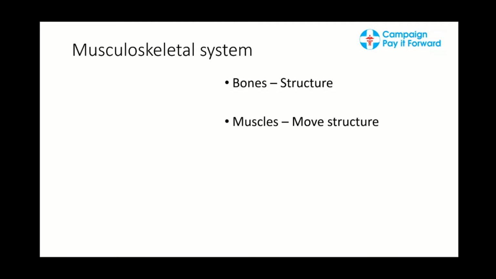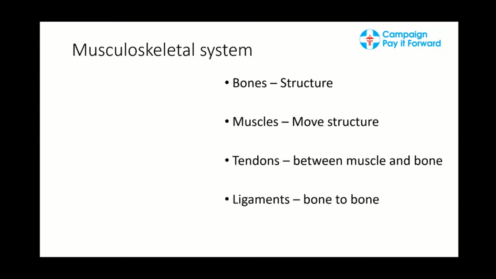We have the muscles, which move the structures. Both bones and muscles are quite vascular. A lot of blood flow goes through them, so if we are injured in either one of them, there will definitely be lower recovery time because there's so much blood flowing through them. Then we have the tendons, and that's between the bone and the muscle. And then we have the ligaments, and that's between the bone and the bone.